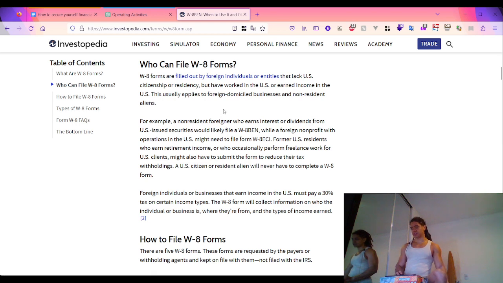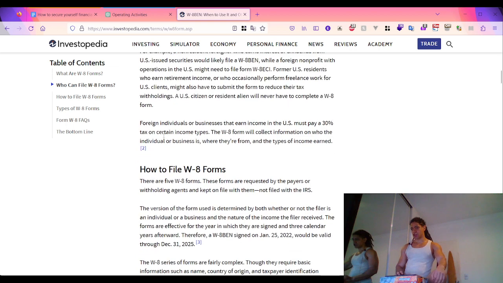Former U.S. residents who earn retirement income or who occasionally perform freelance work for a U.S. client might also have to submit the form to reduce their tax withholding. A U.S. citizen or resident alien will never have to complete a W-8 form. Exactly.